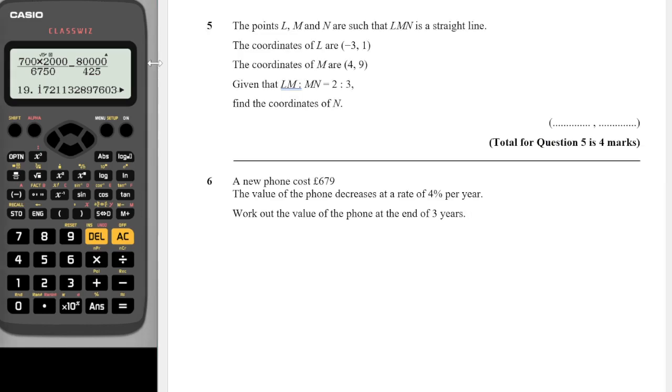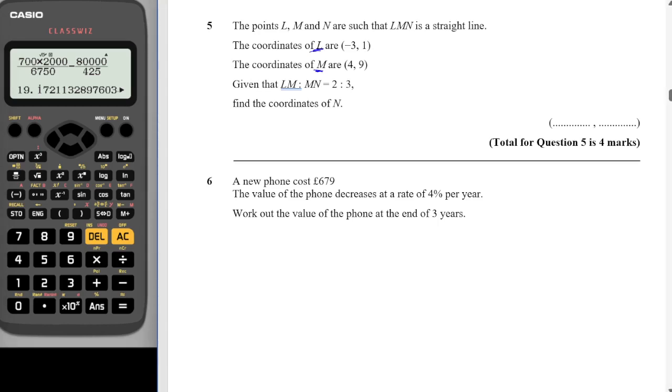Okay, question 5. L, M and N are such that L, M, N is a straight line. The coordinates of L are -3, 1. Coordinates of M are 9, 4. Given that LM to LN is 2 to 3, find the coordinates of N. Okay, so we've only got L and M.